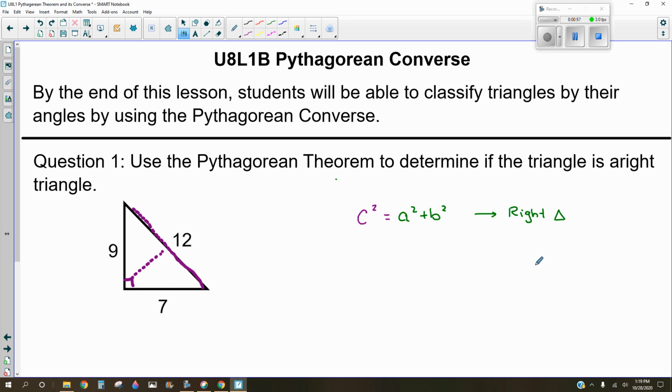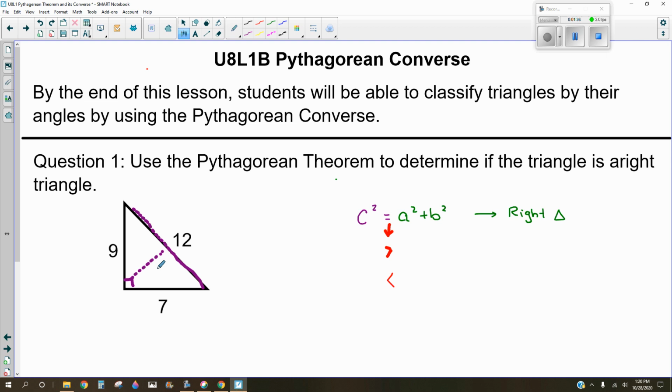So what we want to talk about in this section is, well, what happens if this does not equal? What if c squared is bigger than a squared plus b squared? Or what happens if c squared is smaller than a squared plus b squared? Then what do we do? So that's what we're going to explore today, is what happens if this is not equal. If it's not equal, then it can't be a right triangle. Then what is it?